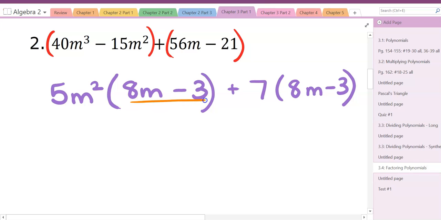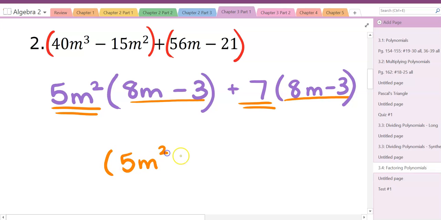Okay, so 8m minus 3, those match. 5m squared and the plus 7, those are going to get paired up together. So 5m squared plus 7 goes in one set of parentheses, and then 8m minus 3 goes in the other set.